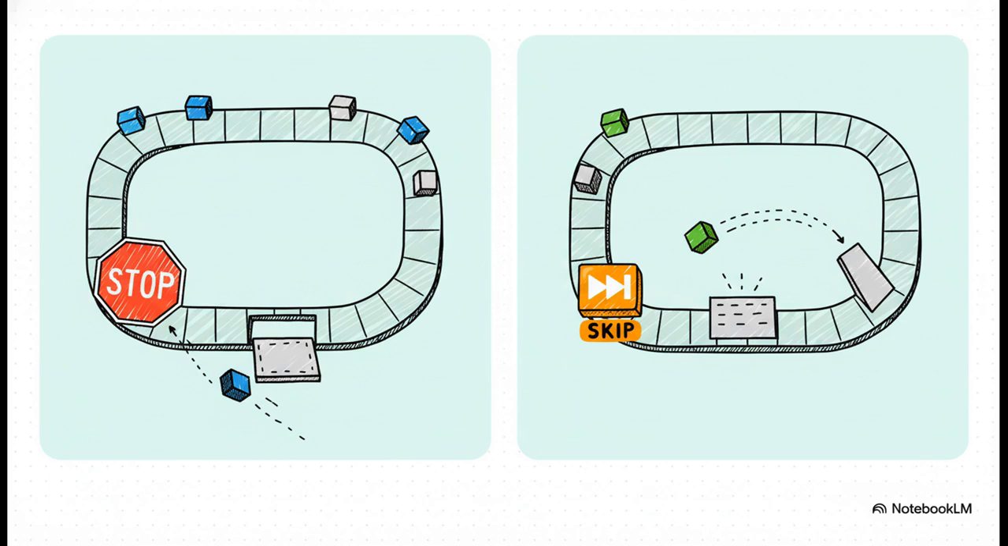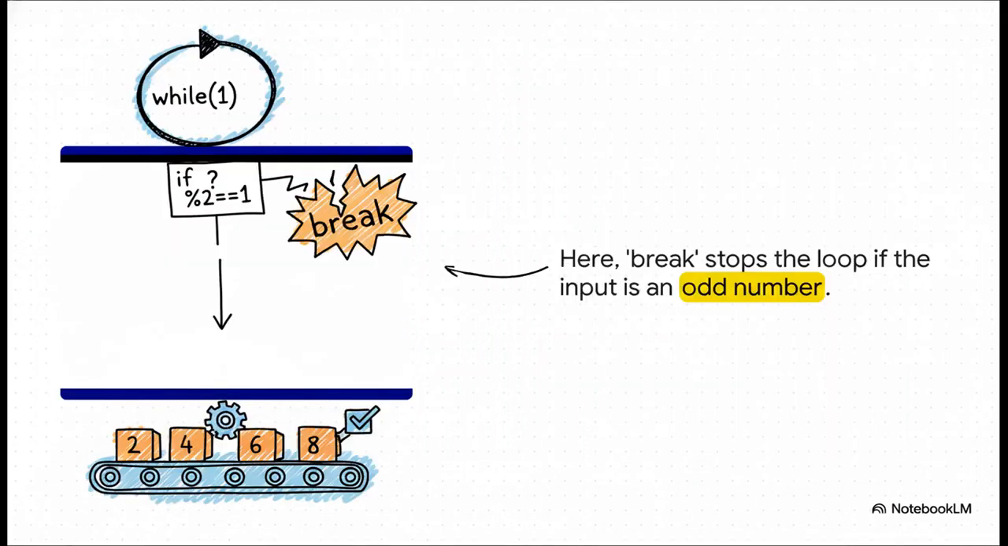Think of break as the big red emergency exit button. When your code hits break, it immediately kicks you out of the loop. Done. Continue, on the other hand, is more like a skip button. It stops the current trip through the loop and just jumps right to the start of the next one.